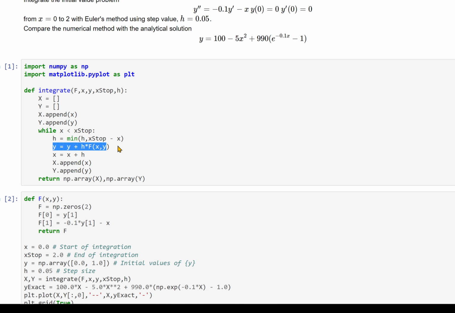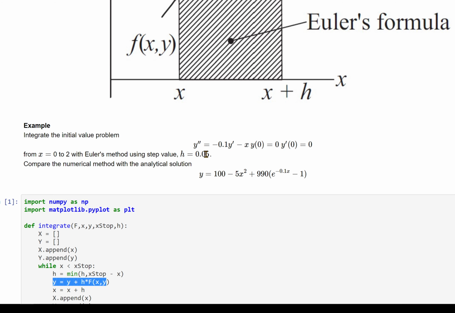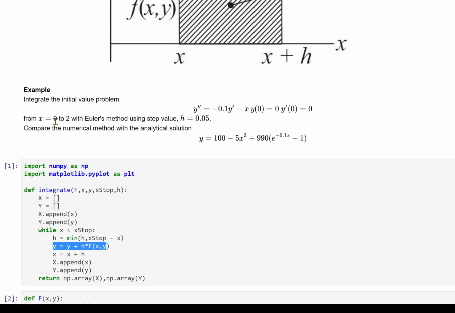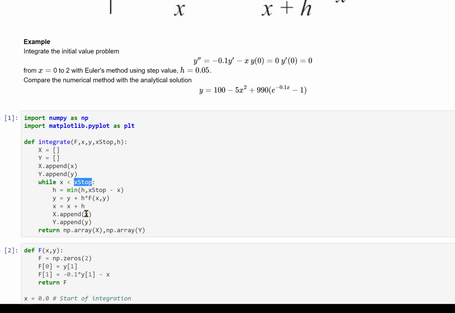We simply add individually from 0 to 2. If you look at it, h is 0.05. We just divide 0 to 2 into 0.05 panels, similar to the previous module, until it reaches 2. So x stop here is the final point, and x is the arbitrary value.